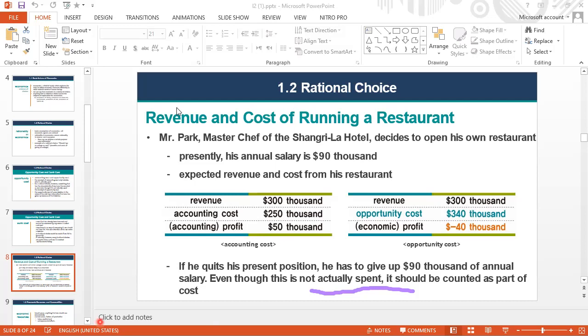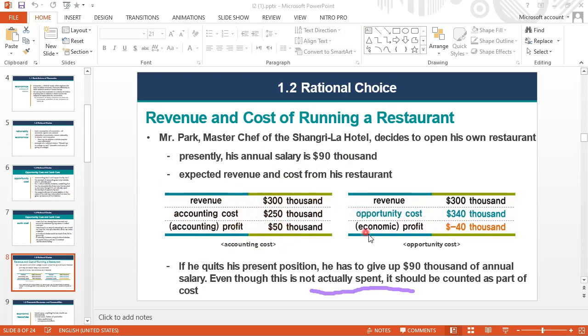But here we have a problem. This is Mr. Park, and he's a master chef of the Shangri-La Hotel. He decided to open his own new restaurant. His annual salary is $90,000. So he made a feasibility study for his project. He has estimated revenue of $300,000 and the accounting cost of the operation and all of these costs is $250,000. When we have $300,000 minus $250,000, we have $50,000, and this is the accounting profit.